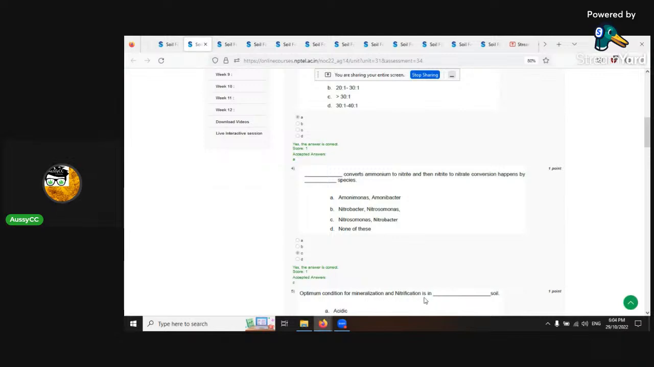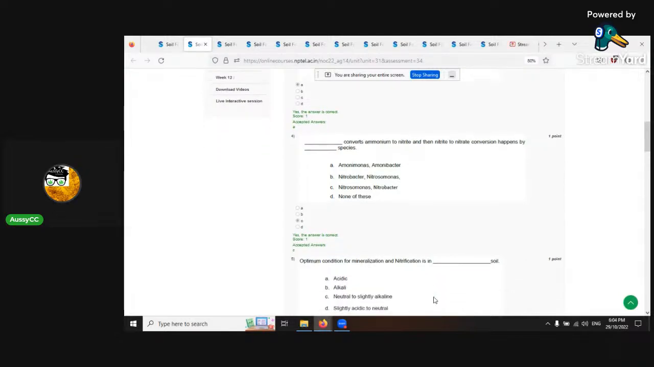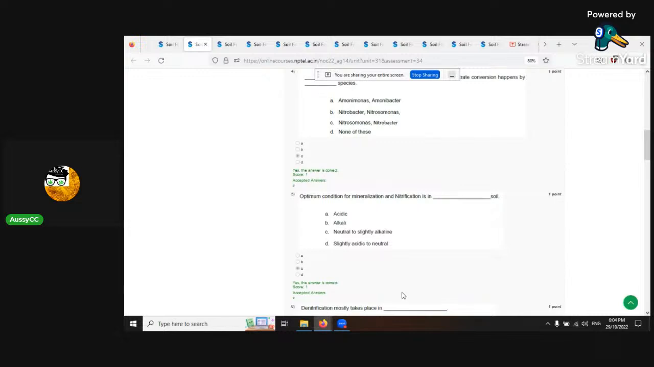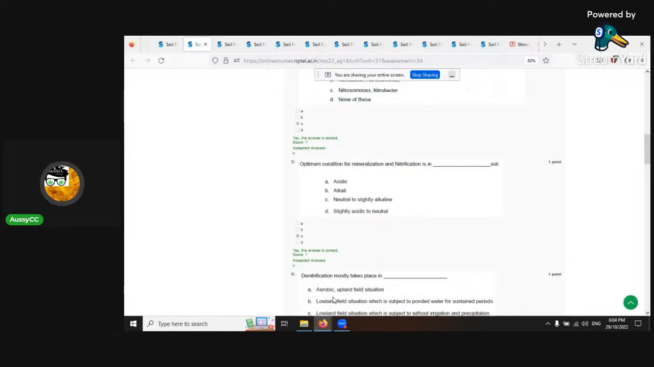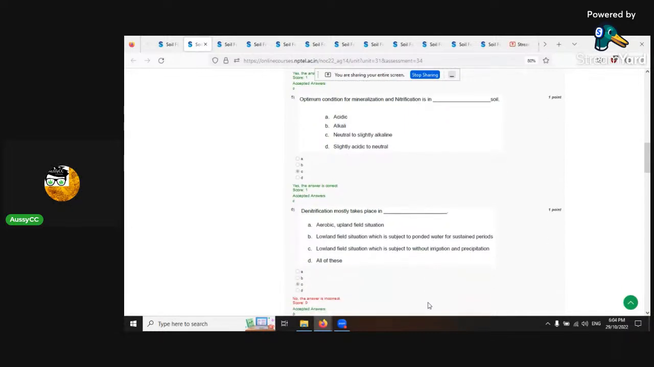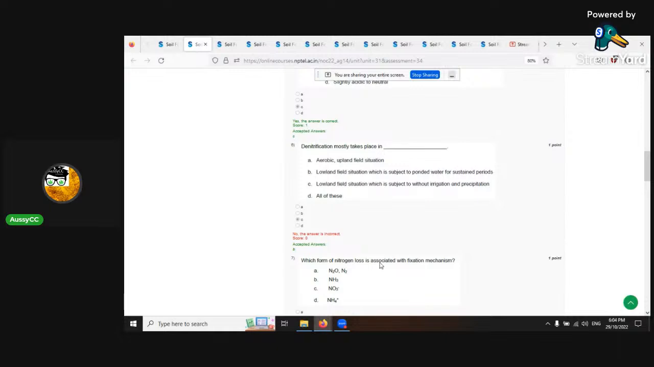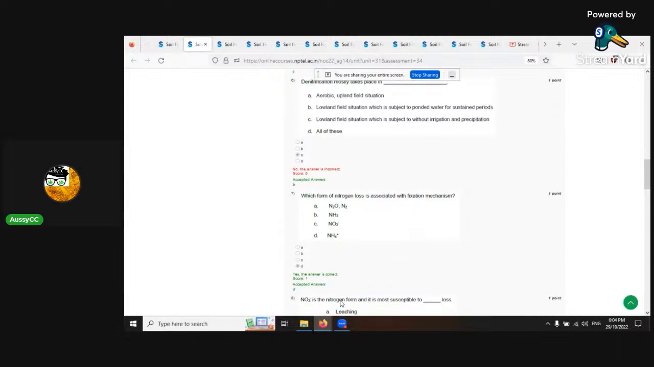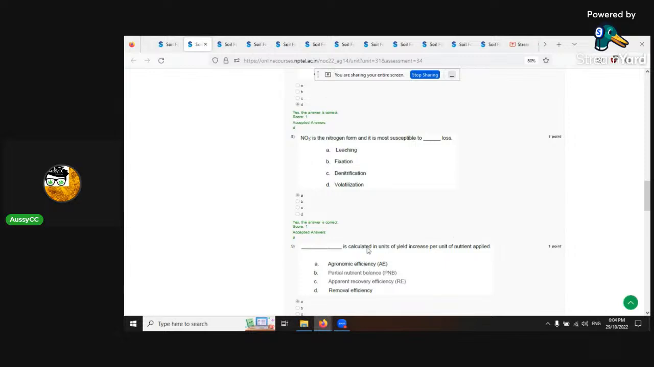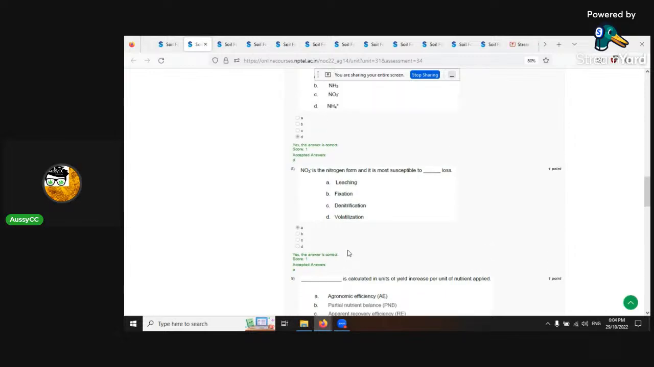Optimum condition for mineralization and nitrification is neutral to slightly alkaline. Denitrification mostly takes place around wetlands, so low-lying fields, ponded water. Which form of nitrogen loss is associated with nitrogen fixation? Ammonium, D. Nitrate is the nitrogen form most susceptible to leaching because it's a negative anion, like the soil colloids. Something is calculated in, agronomic efficiency is calculated in that.